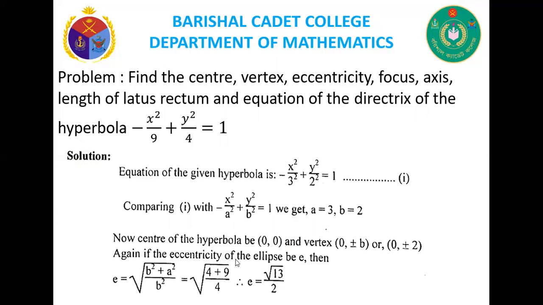Again, if the eccentricity of the hyperbola be e, then e equal to root over b square plus a square divided by b square. So mark this one. In our previous math, we wrote that e equal to root over a square plus b square divided by a square, but here, since the standard form of the equation is y square divided by b square minus x square divided by a square equal to 1, the eccentricity is square root of b square plus a square divided by b square. This equals square root of 4 plus 9 divided by 4, that is e equal to square root of 13 divided by 2.